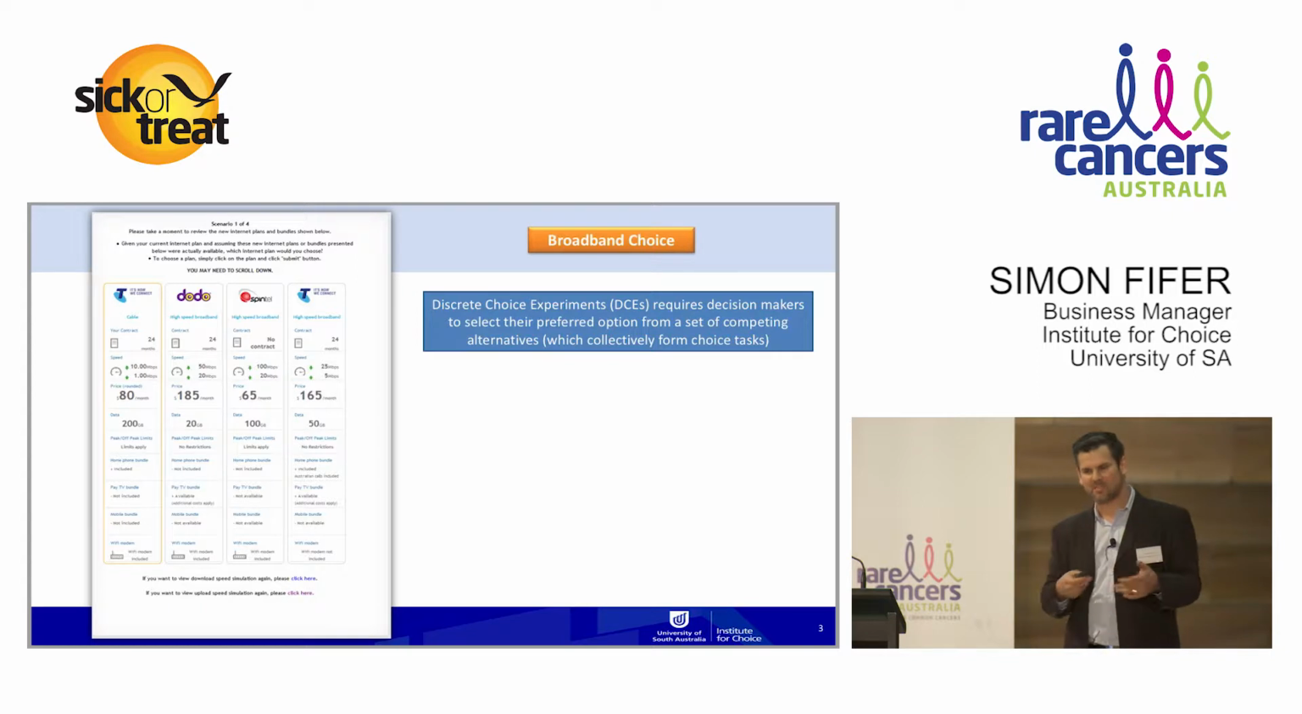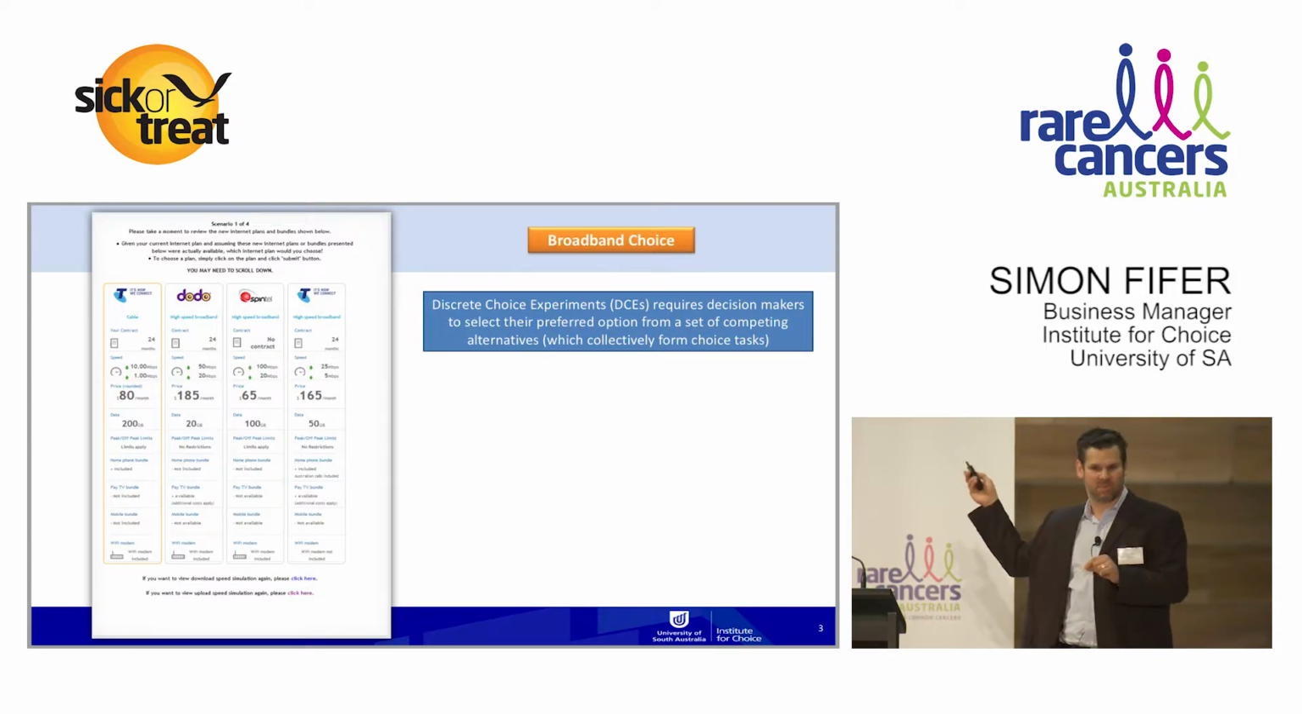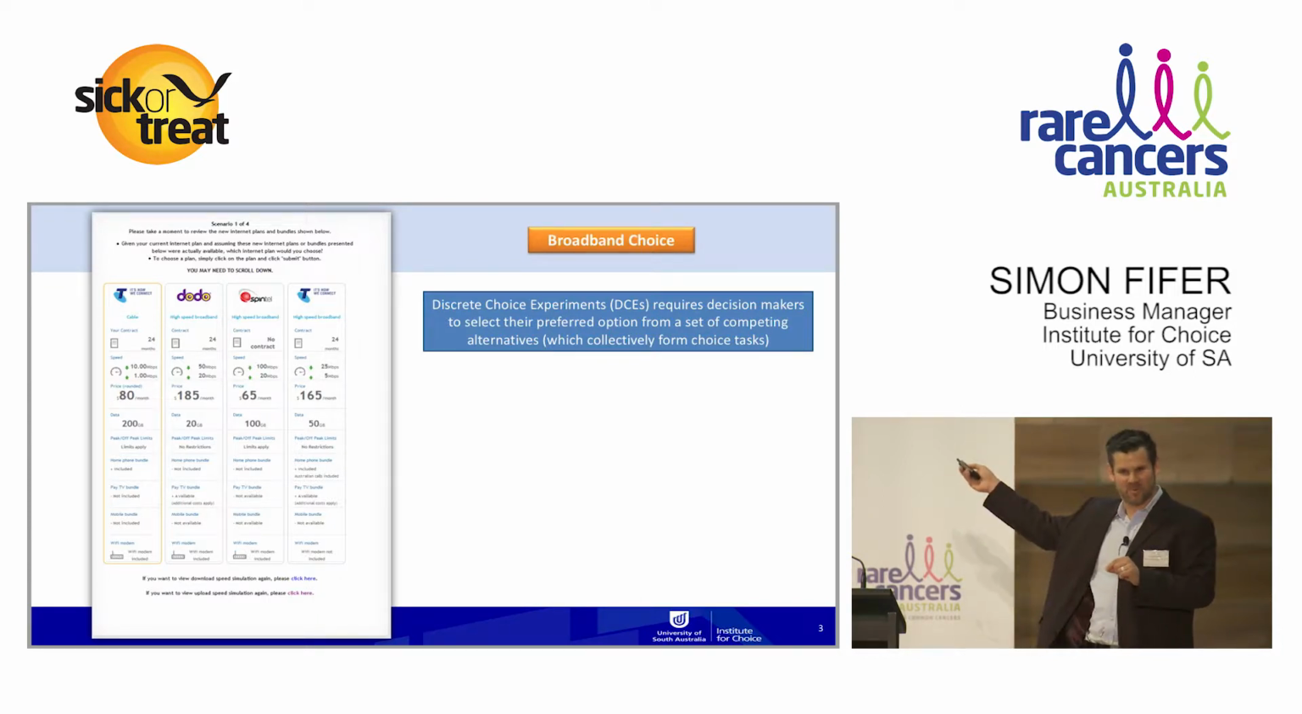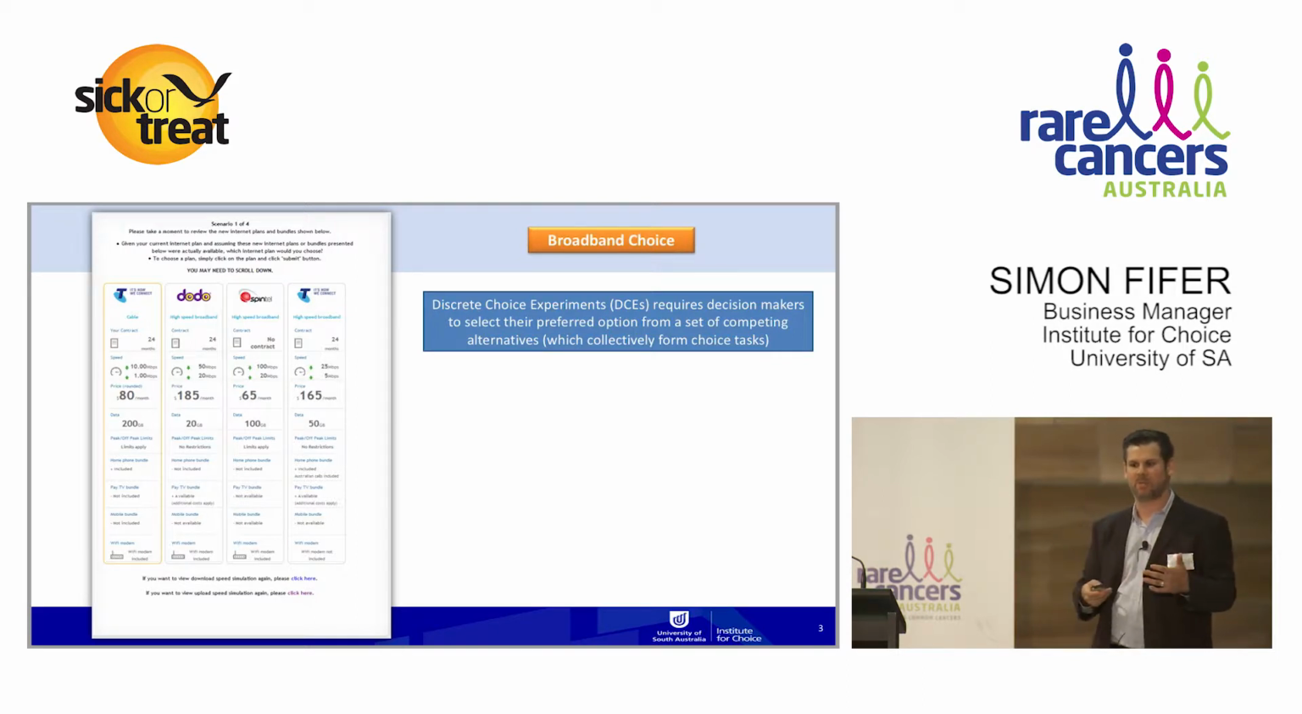And that's generally how we do it in real life, right? No one actually sits down on a bit of paper and rates and ranks what they value in a plan. They go to an online comparison website like this, they value up what they want, and they make a choice. And that's what we try and mimic when we do choice modeling.